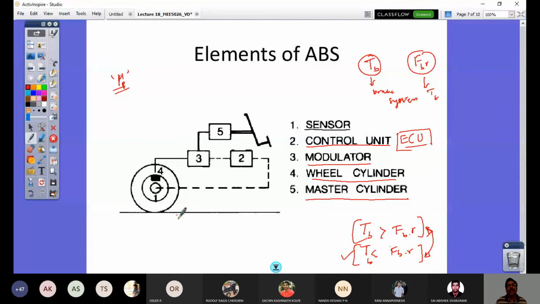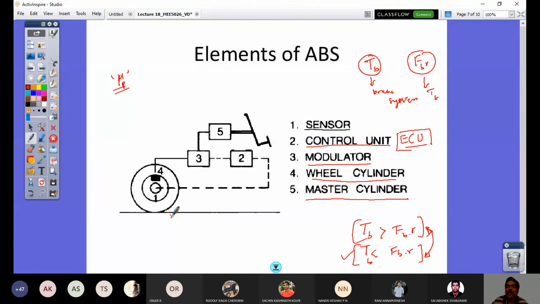The four wheels of your vehicle have different road conditions, say different speeds. Why different speeds? When taking a turn, the outer wheel should be rotating faster than the inner wheel. That's a requirement. So in such scenarios, the braking torque applied on the wheels is required to vary. So it has to have an individual control or a collective control and so on. So you'll have different layouts of ABS employed on the vehicle.